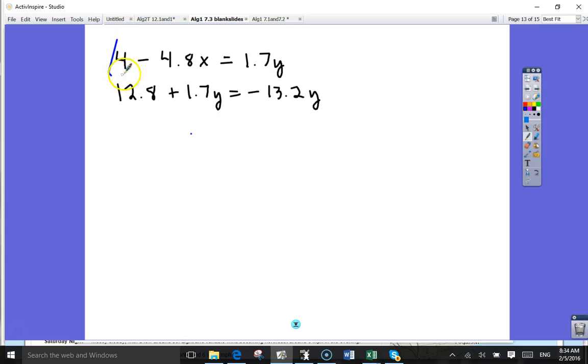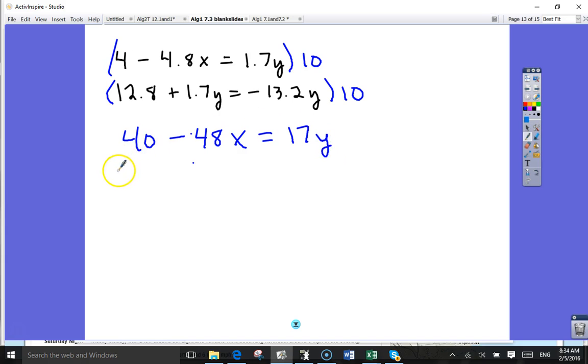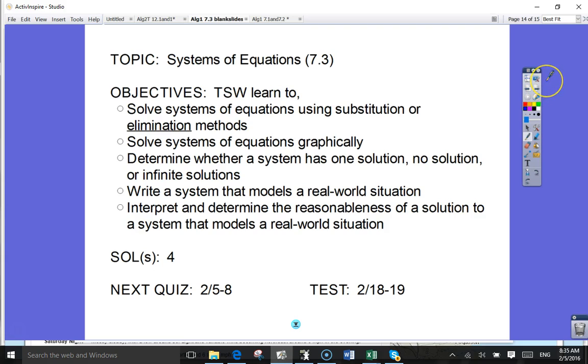So that is, I could have gone like this. And that would have given us 40 minus 48x equals 17y, 128 plus 17y equals negative 132y. Oh, I think one of these is supposed to have been an x. Okay. So that's the end of that.